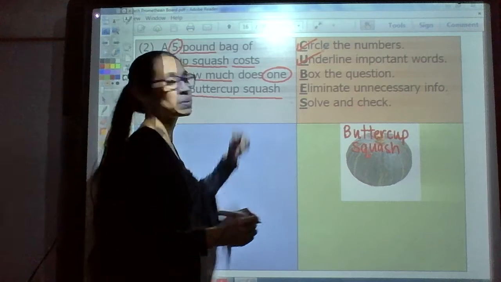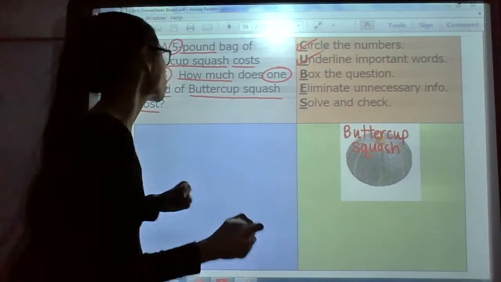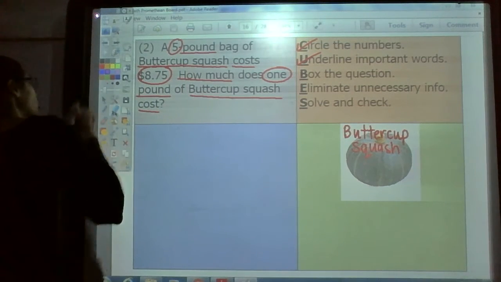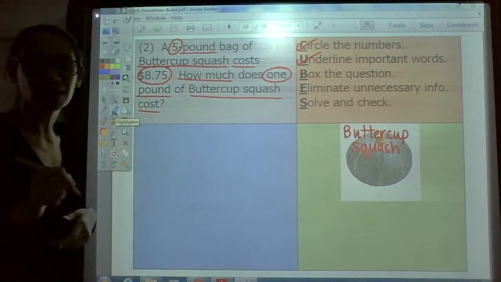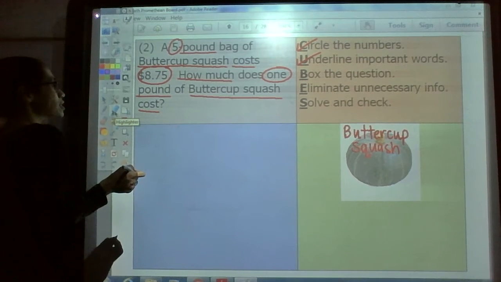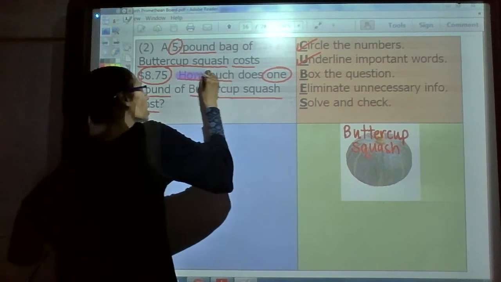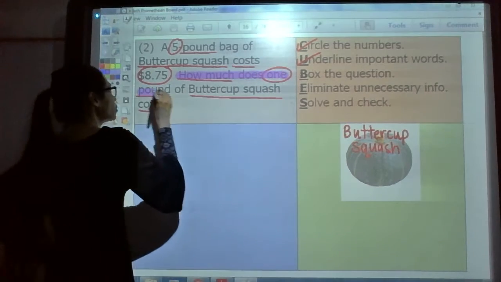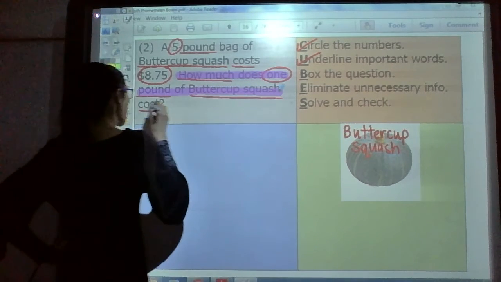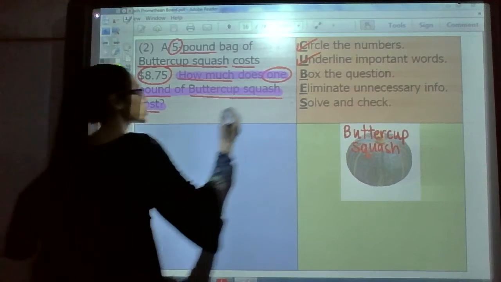The next step is the B step, to box the question. I want to highlight the question. You can box it, you can highlight it, you can circle that. Where is it? Right there. How much does 1 pound of buttercup squash cost? Bam, done with that step.